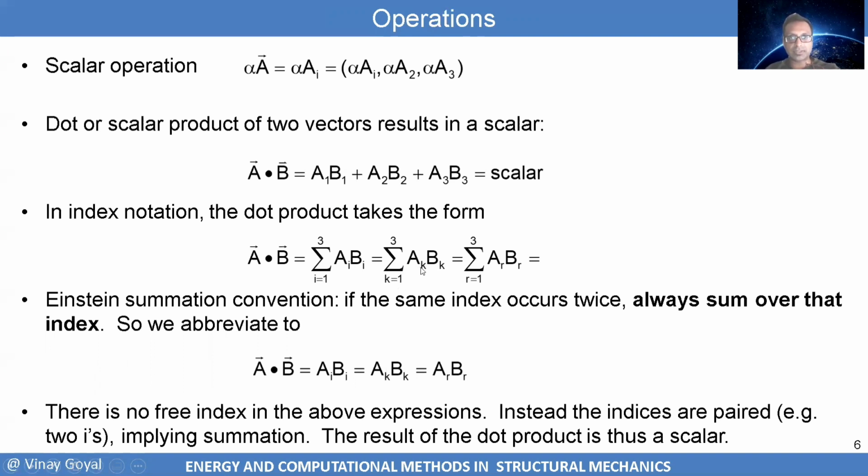The bottom line is, since the index is repeated, you can change it if you want. The repeated index, typically without the summation sign, means summation from the value 1 to 3. The Einstein summation convention: if the same index occurs twice, always sum over that index. So here, a_i b_i, a_k b_k, a_r b_r is the same. There's no free index here. You can see that. So therefore, this must be a scalar quantity.